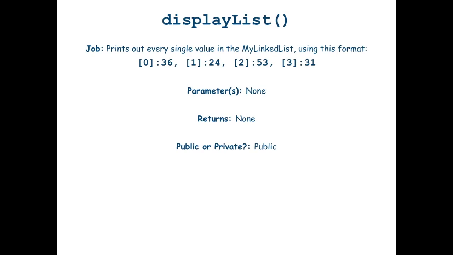And last but not least, displayList. DisplayList will iterate through the entire list, printing out each value as it goes along. And it'll print it out in that format. The index of each value will be surrounded by brackets, followed by a colon, and then the value belonging to that link. DisplayList receives no parameter and returns no value.